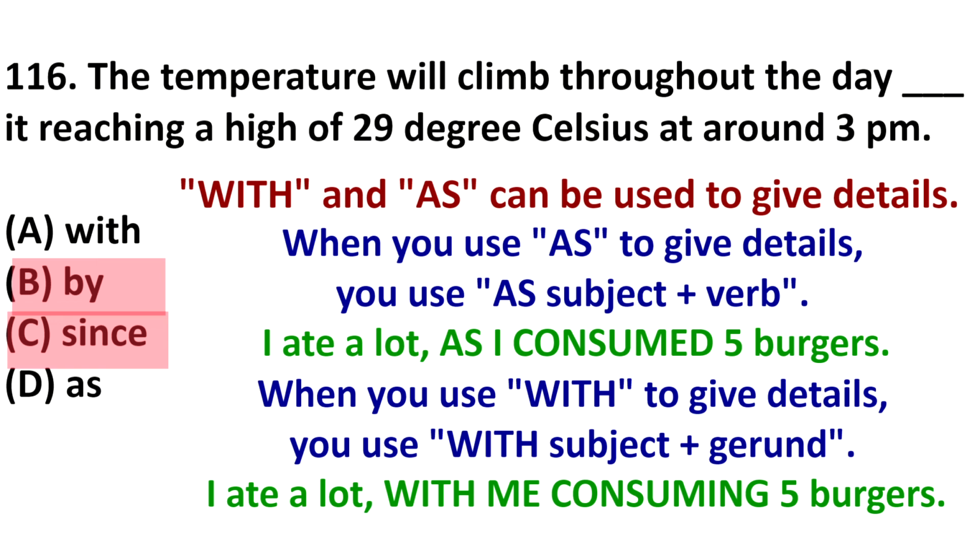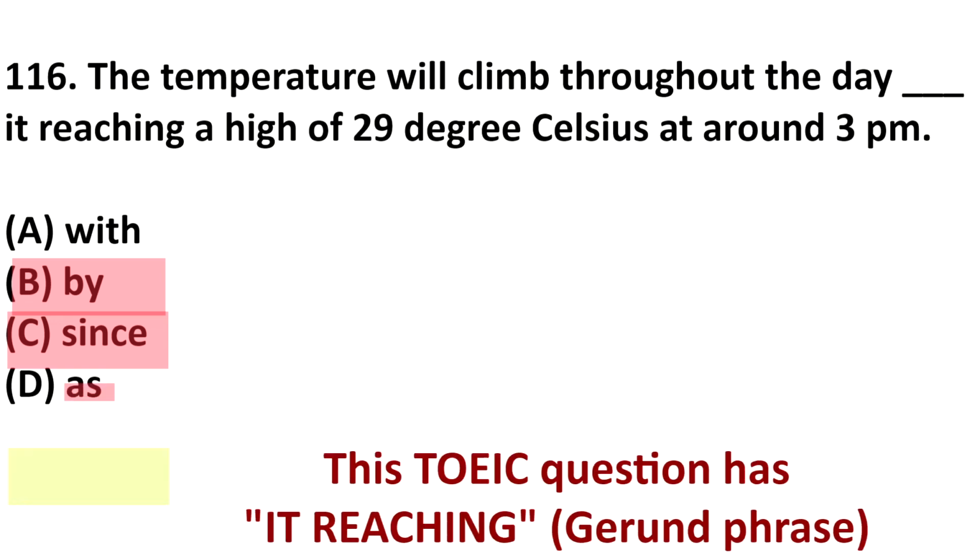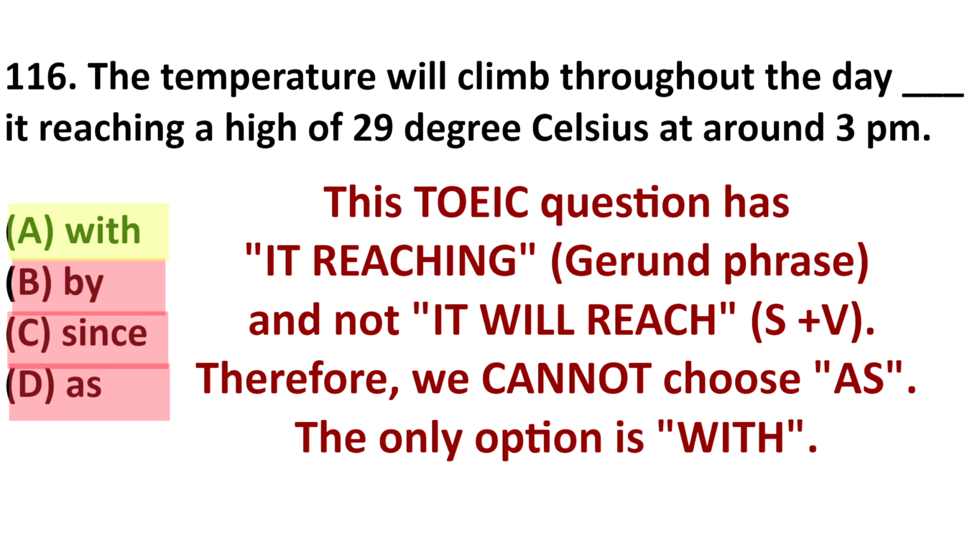So when we look at this question again, we can see that we have it reaching. We don't say it will reach. We don't say it reaches. We have it reaching. We do not have a verb here. This is a gerund phrase. So the answer is with.